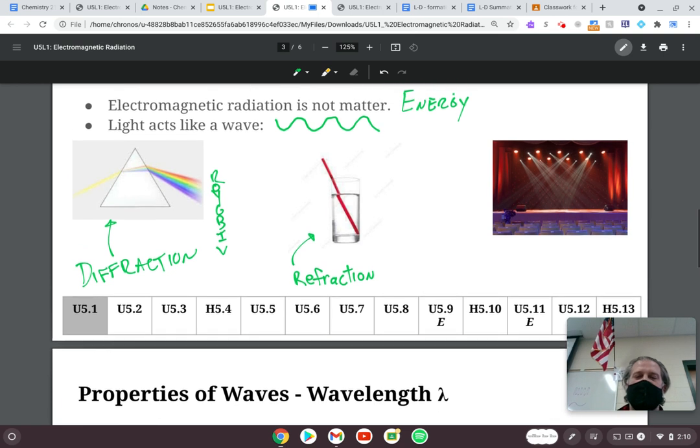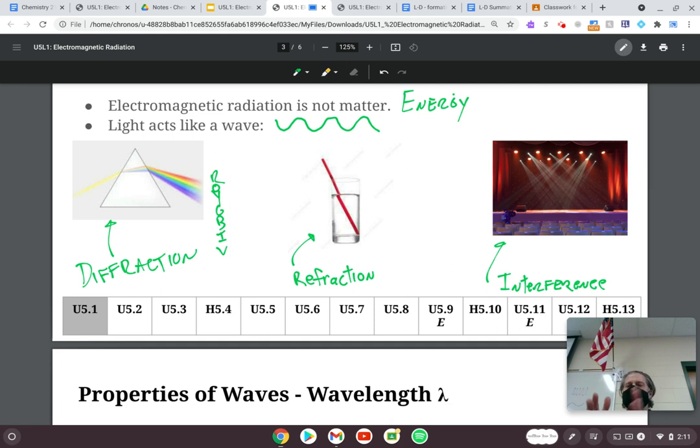Another property of electromagnetic radiation is something we call interference. And that's an example up here. So when light, or beams of energy or waves of energy, have similar amounts of energy, and they come into contact with one another, they can do one of two things. They can either become stronger, or they can cancel each other out, and that's what we call interference.